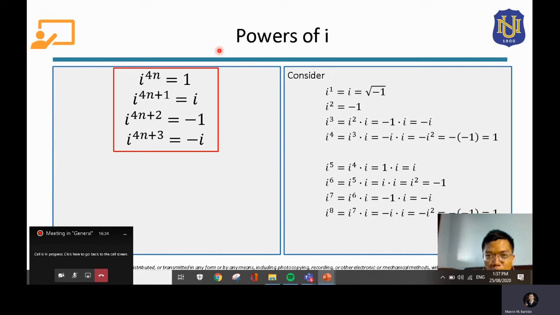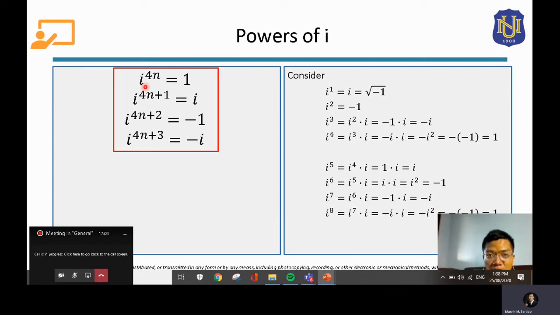Now, let's proceed to the powers of i. The powers of i are given by these derived equivalents. i raised to 4n is equal to 1, i raised to 4n + 1 is equal to i, i raised to 4n + 2 is equal to negative 1, and i raised to 4n + 3 is equal to negative i. For i raised to 4n, it means that the exponent, or the power of i here, is exactly divisible by 4. If that is exactly divisible by 4, it will be equivalent only to 1.